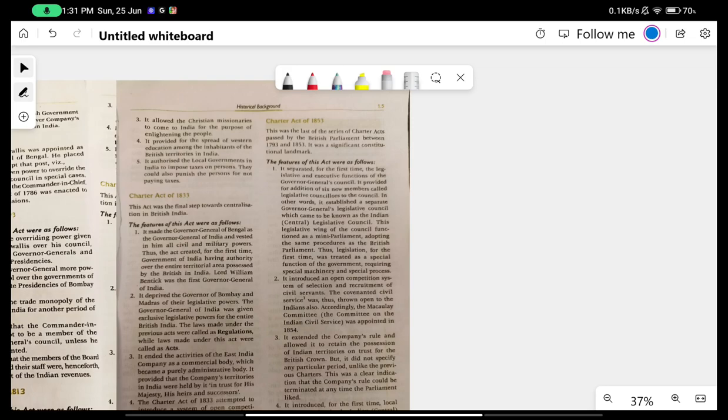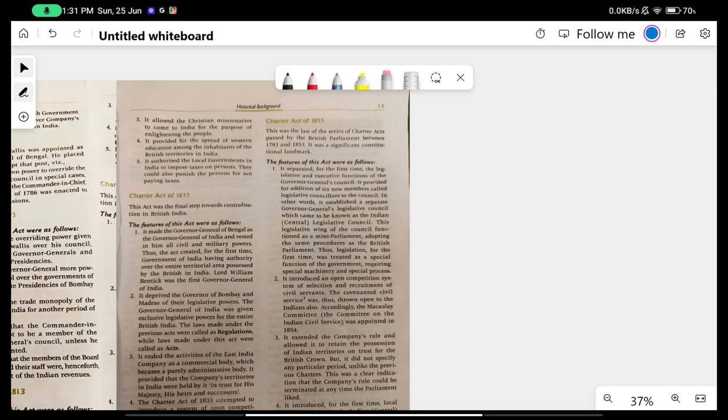They protested against it. It also stated that Indians should not be debarred from holding any place, office or employment under the company. Now this rule was also again repealed. This did not come into practice because the court of directors refused to follow it. Then finally comes our last act, that is the last Charter Act, the Charter Act of 1853. So this was the last Charter Act.